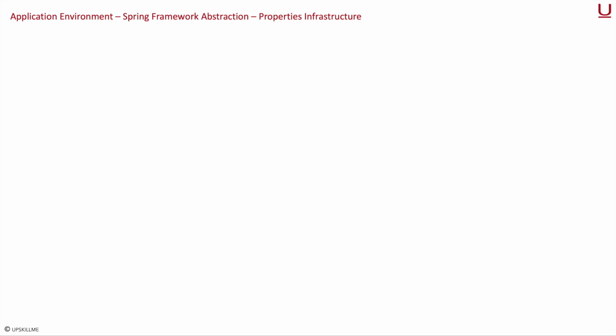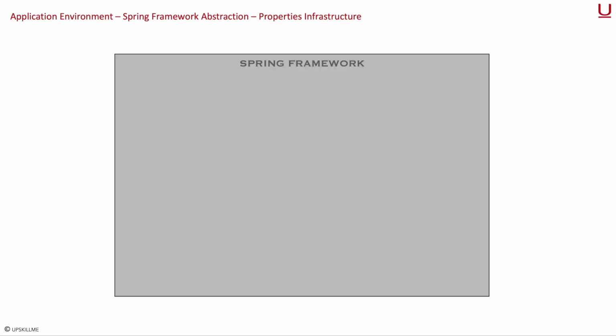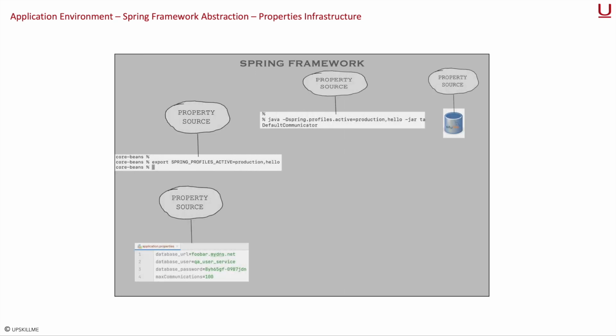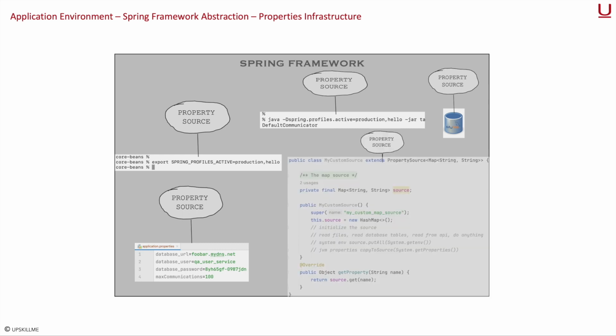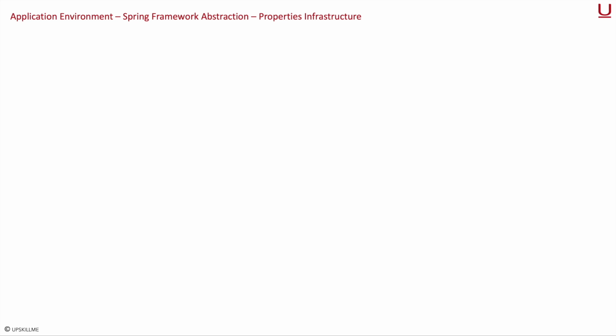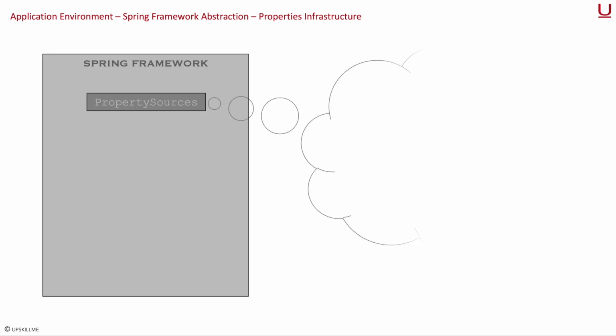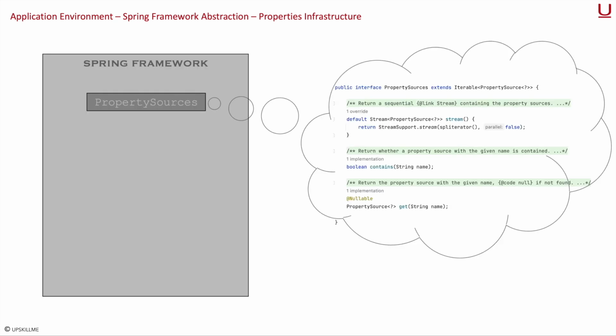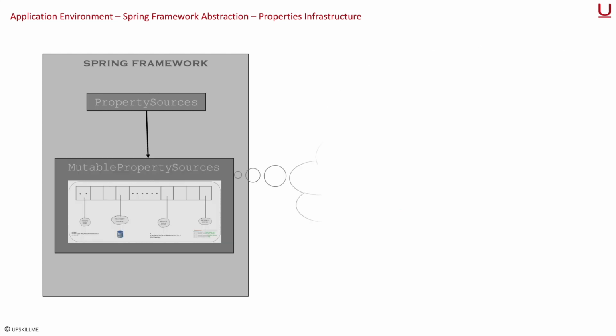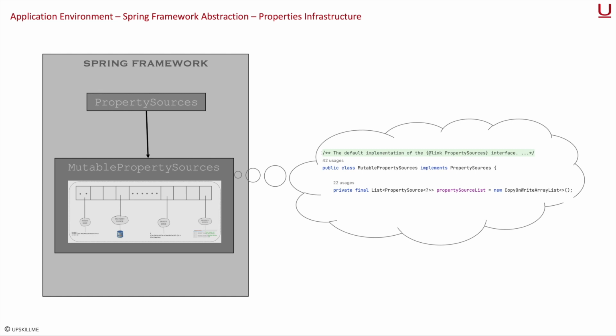Let me talk about properties infrastructure within the Spring framework. Properties are always associated with a property source. Property source is a generic class which we can extend to specify a custom source of properties. Multiple property sources can be defined and they are combined into a single entity using the property sources interface. Mutable property sources is the default implementation of the property sources interface and it combines multiple property source implementations in a list as shown here in this animation.